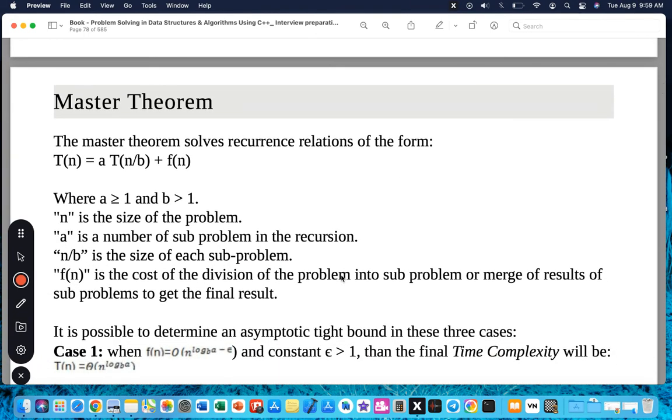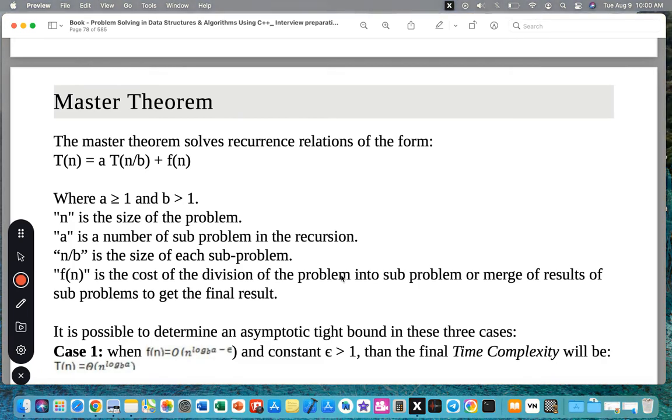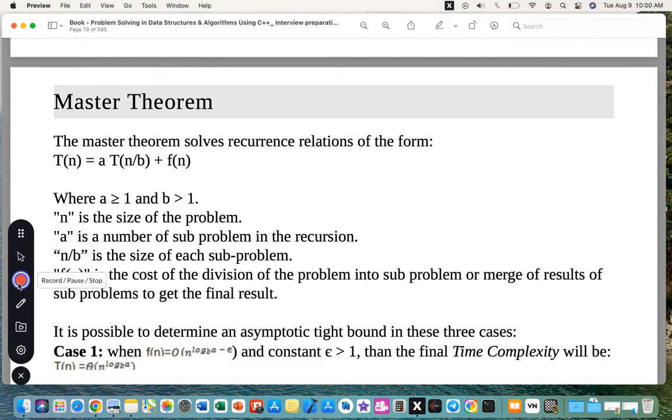And the master theorem, let's isolate this in a separate recording.